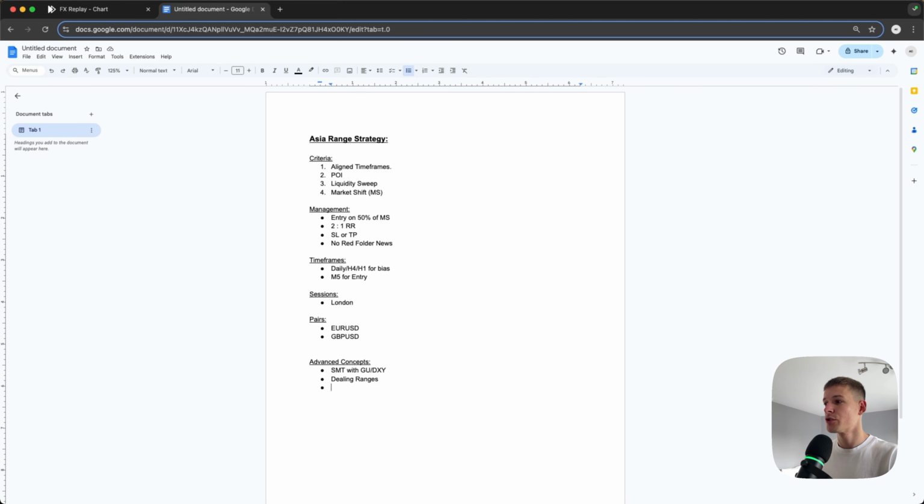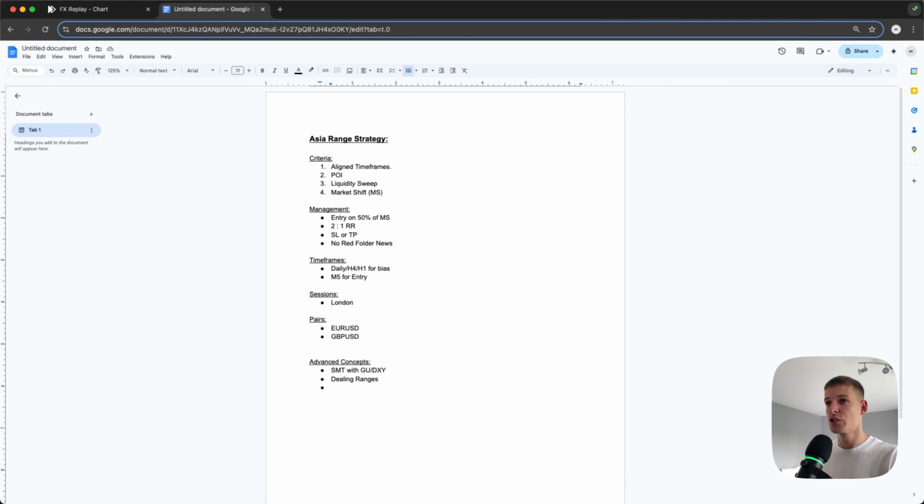So the Asia range strategy, what is this? Essentially, it is what it says on the tin. It is the range within the Asia session, which typically forms, at least in UK time, from midnight until 6 a.m. At least that's the time zone that I use. That 6-hour range during Asia. And then upon that, we look to trade the reversal in London and Frankfurt open as well.